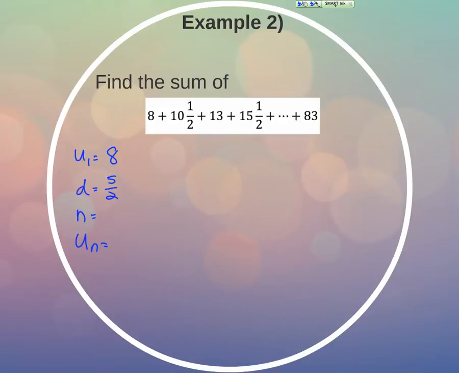Like how many numbers are in this list? I don't know right now, which is kind of a problem because we need this no matter what formula. If I use the long formula or the short formula, I need that. But I do know the last term, 83. And so this is kind of a problem because I need to know what n is before I can move on.